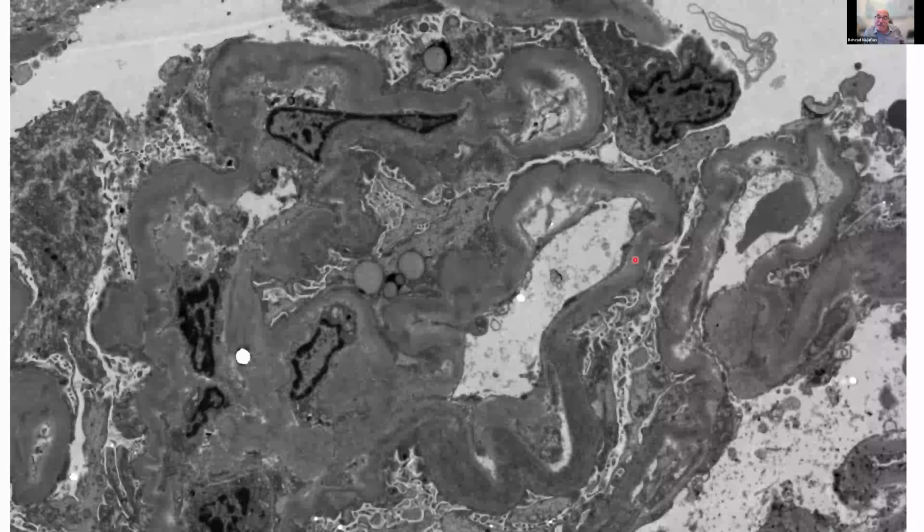But look at this region. It looks like the glomerular basement membranes are kind of dirty. Is that because of a lab issue and artifact or not? So let's look closer.